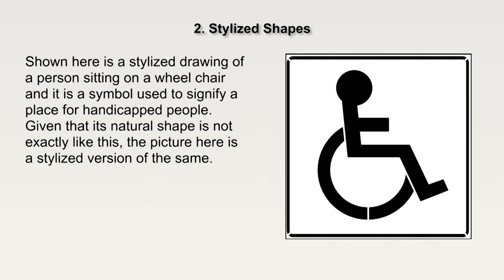Shown here is a stylized drawing of a person sitting on a wheelchair. It is a symbol used to signify a place for handicapped people, but we all know that it is not an exact drawing of a handicapped person. So, given that its natural shape is not exactly like this, the picture here is a stylized version of the same.